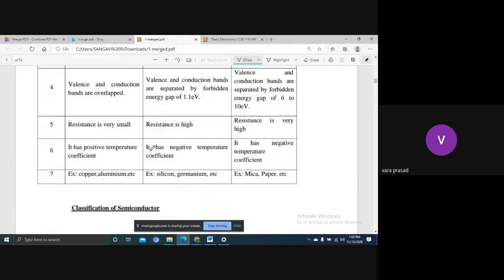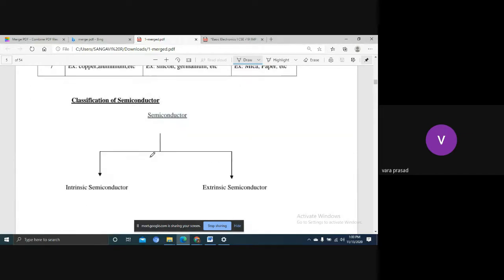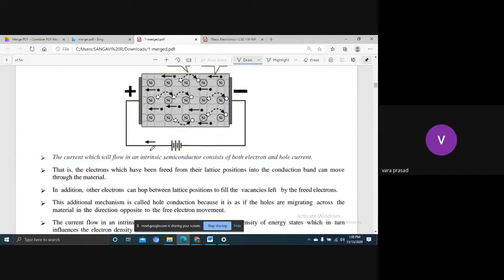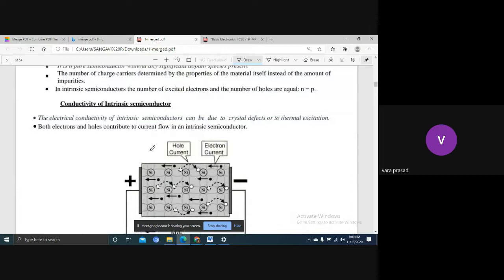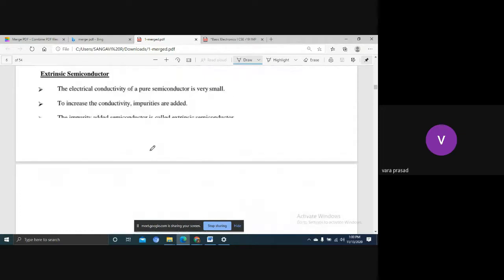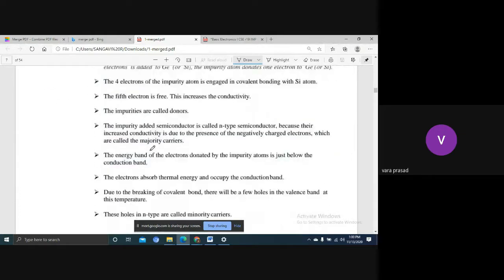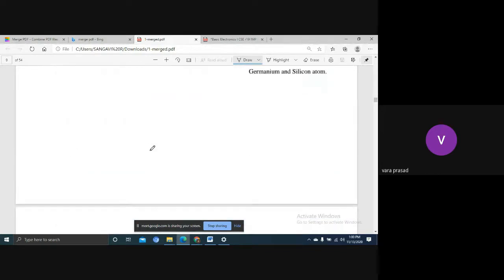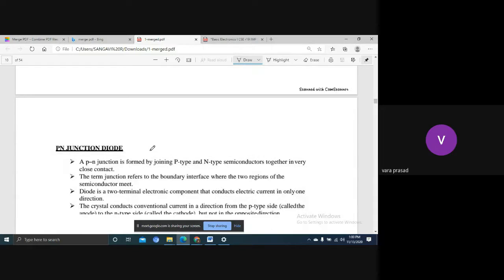That's why I have given these classifications of semiconductors: intrinsic and extrinsic semiconductors. What is going to happen in an intrinsic semiconductor? And the operation of an extrinsic semiconductor. From here onwards it will start.